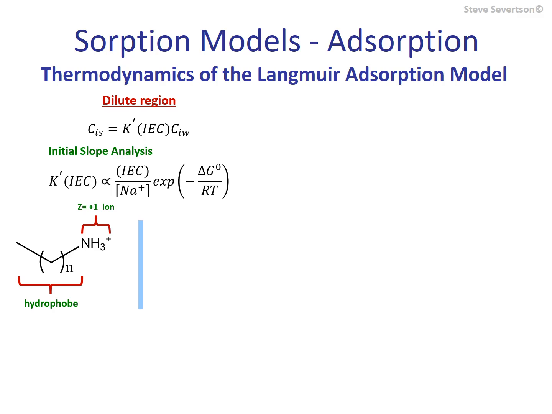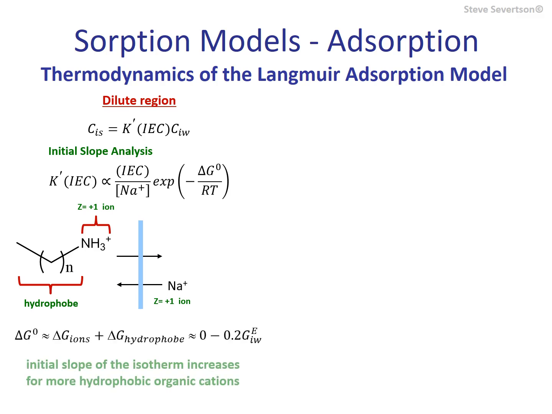The organic ion replaces a sodium ion at the interface. Using a somewhat superficial view, this can be thought of as the exchange of a +1 point charge and the movement of the hydrophobe into the interfacial region of the sorbent. Experimentally, such a transfer reportedly reduces the excess free energy of the hydrophobe by about 20%. As a result, the more hydrophobic the organic cations are, the stronger their tendency to participate in ion exchange reactions. This manifests itself as higher initial slopes for their isotherms.